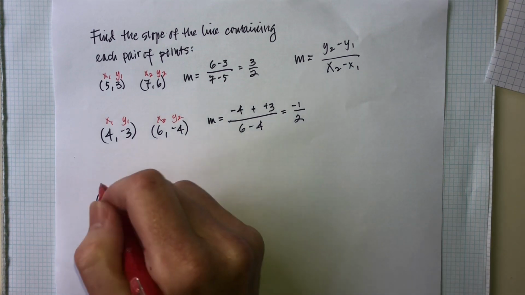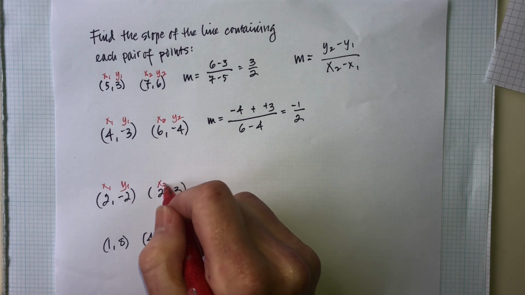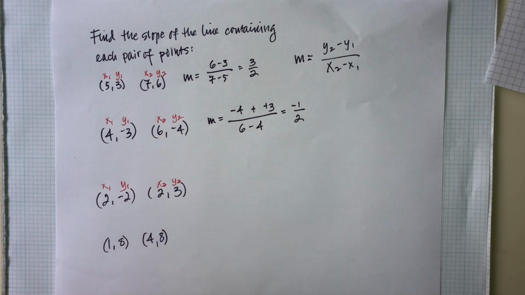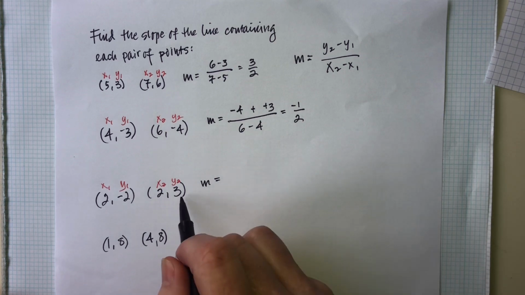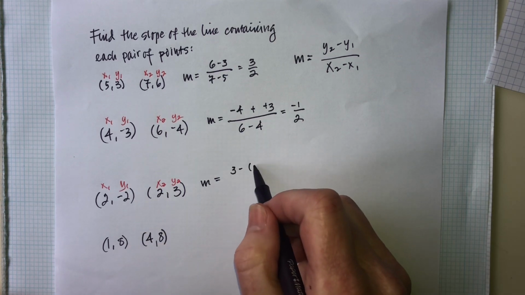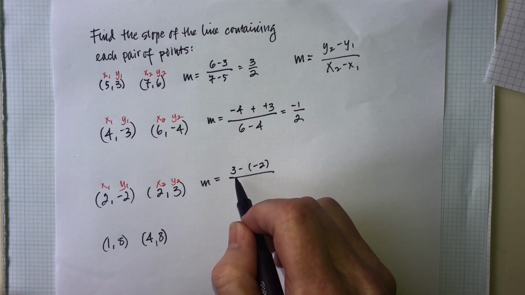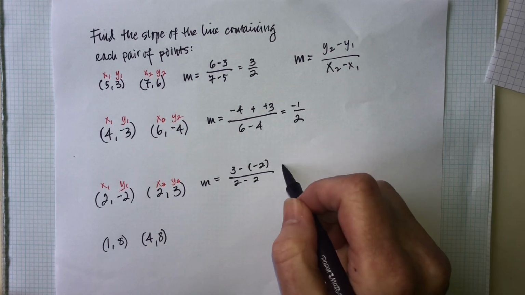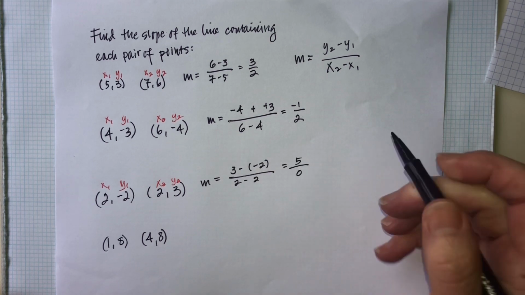Next one, all right, we've got x1, y1, x2, y2. All right, M equals 3 minus negative 2 over 2 minus 2. All right, so that gives us 5 in the top, but 0 in the bottom.